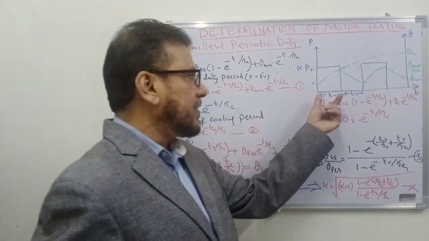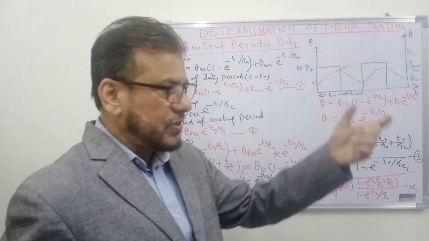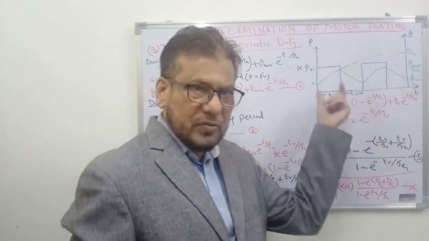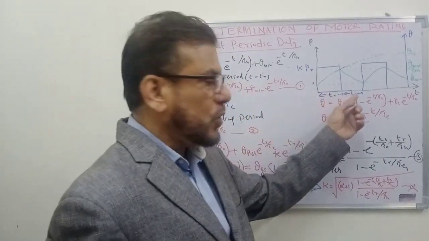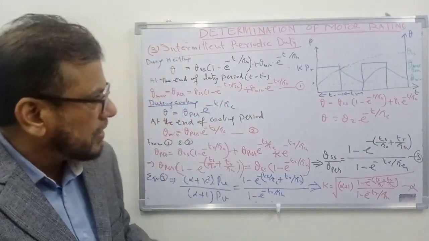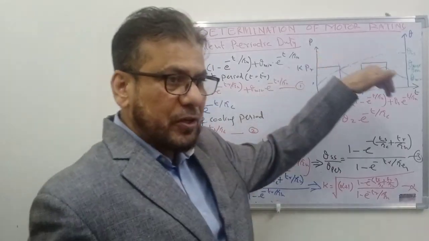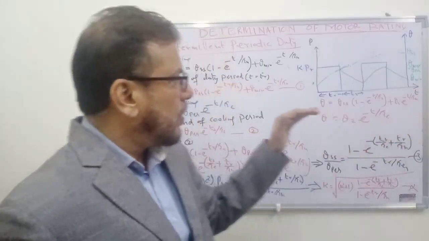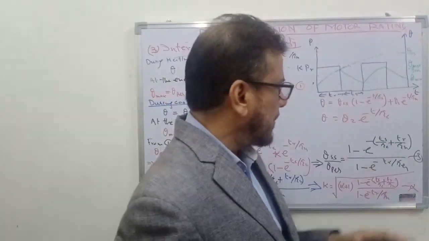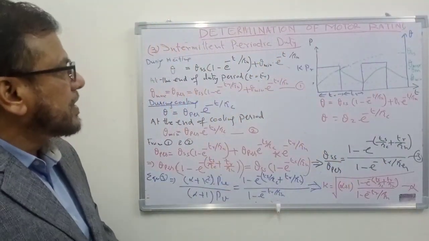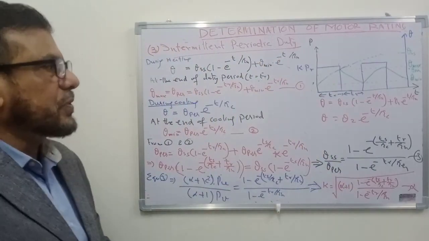This running period is very small as compared to the heating time constant, and the stopping period is also very small as compared to the cooling time constant of the motor. So the motor neither reaches the ambient temperature during the off period, nor does it reach the steady state temperature rise during the on period. So such a duty is known as intermittent periodic duty.